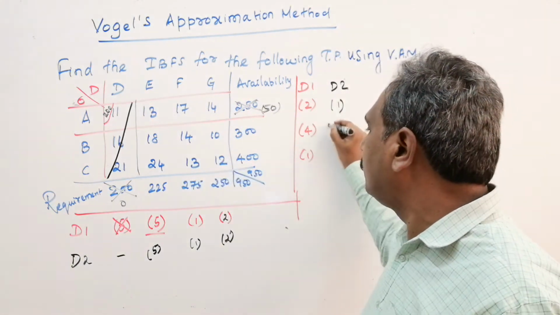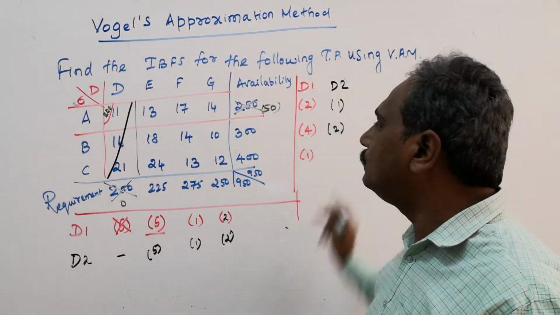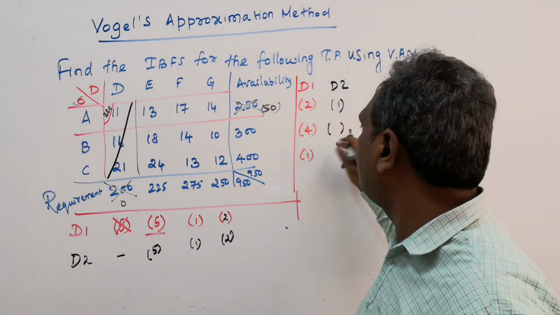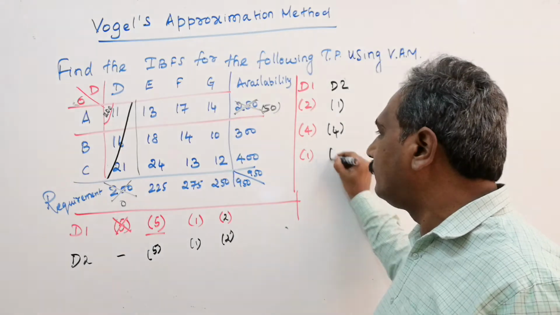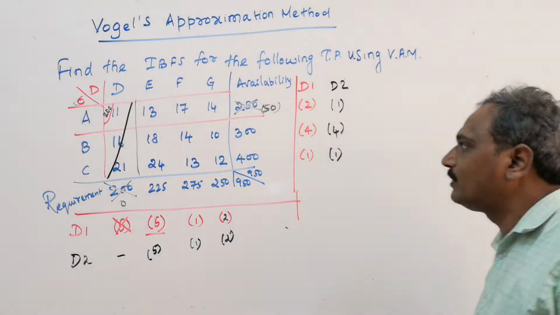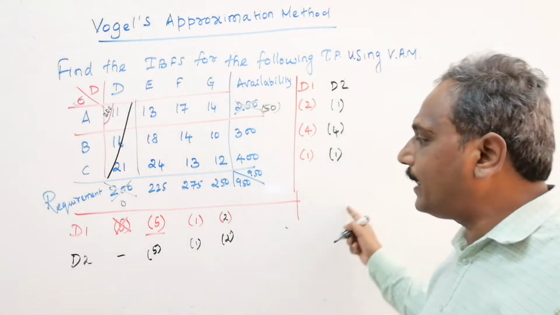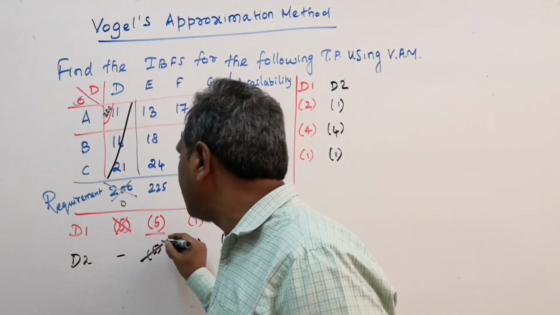10, 14. The difference is 4. 12, 13. The difference is 1. I am going to check the maximum difference. Again, 5 is the maximum difference.